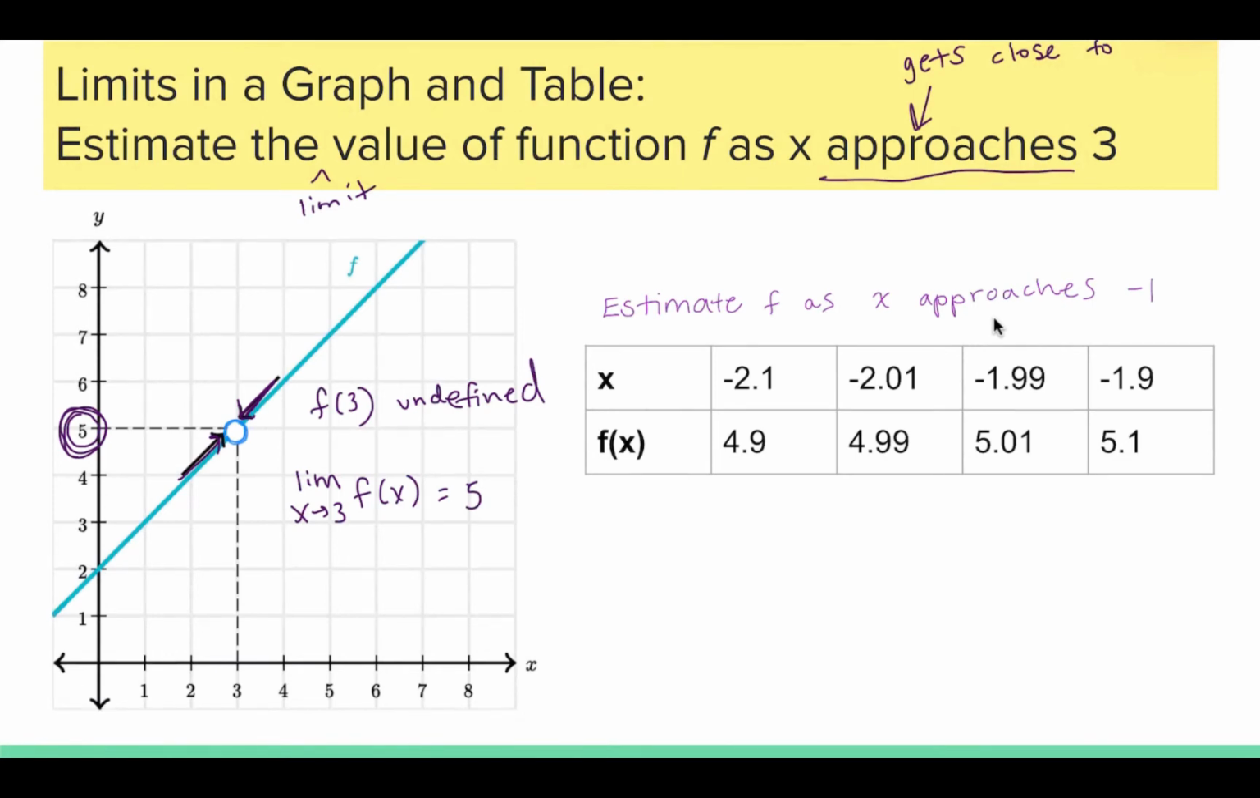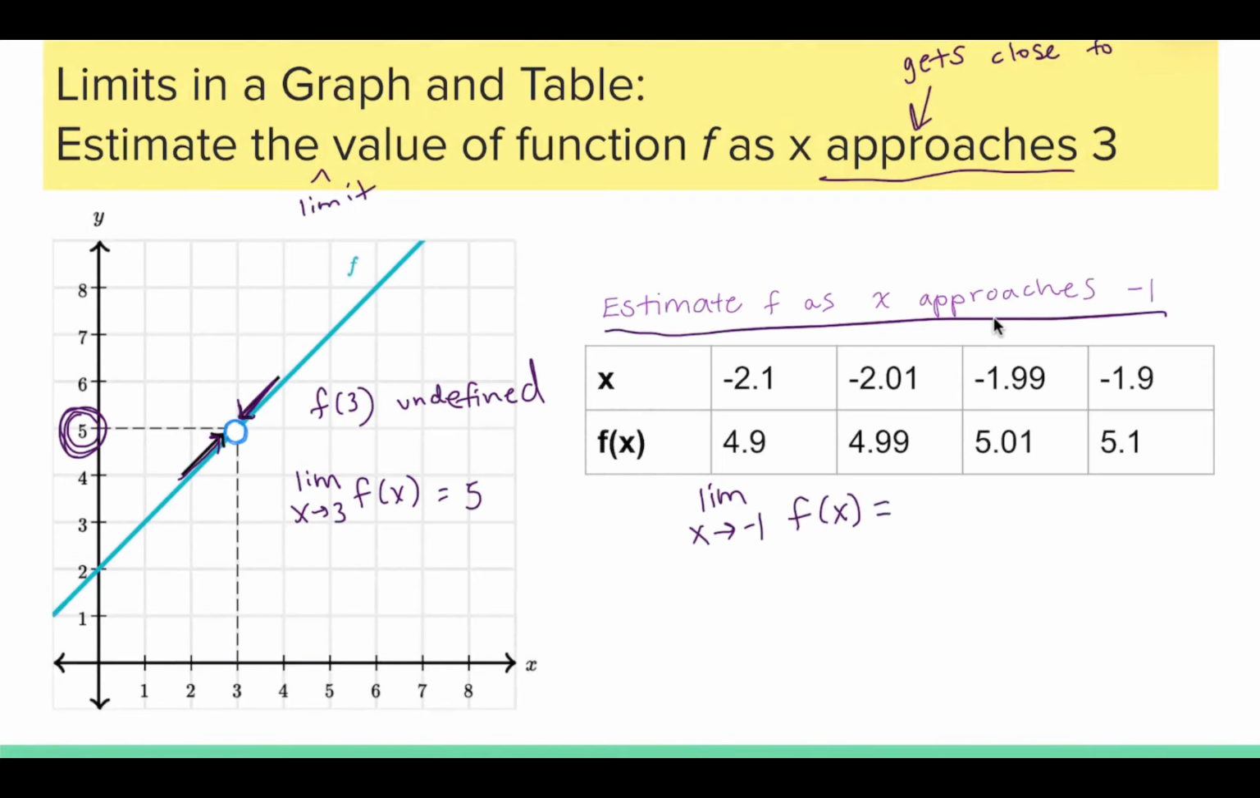Let's look at this graphically. I kind of changed the directions a little bit. So estimate f as x approaches -1. I can use that same notation: the limit as x approaches -1 of my function f of x.